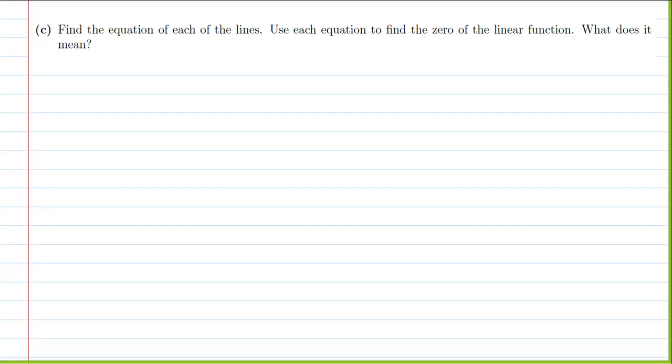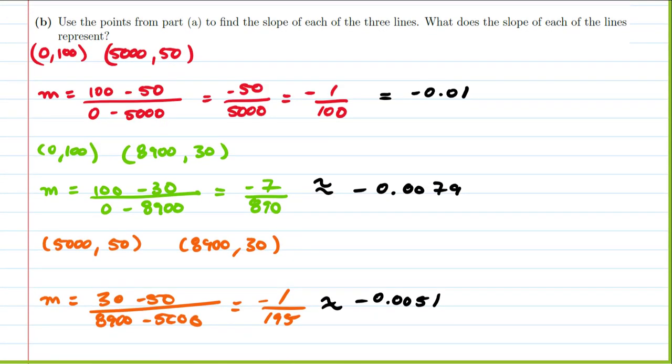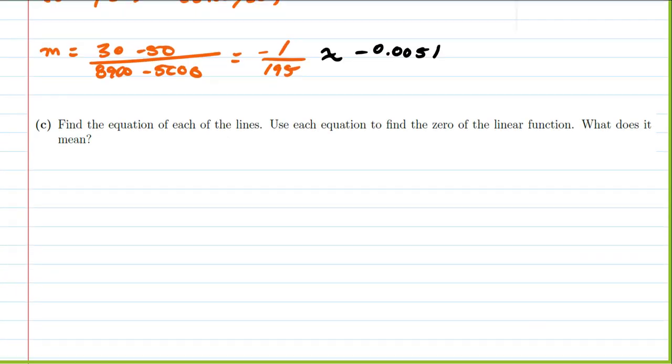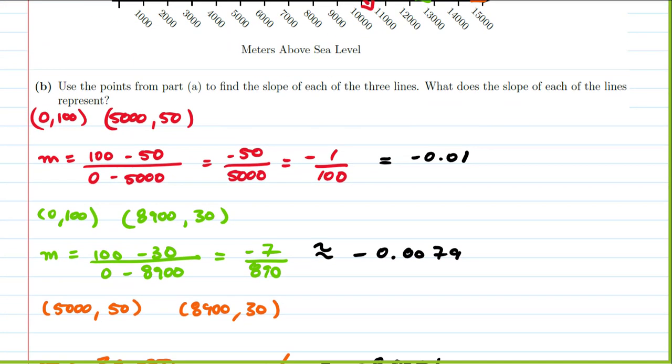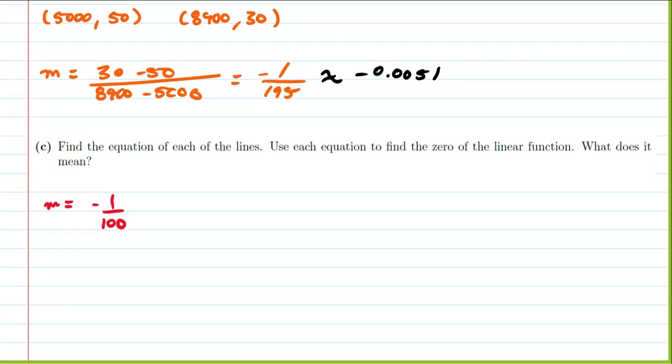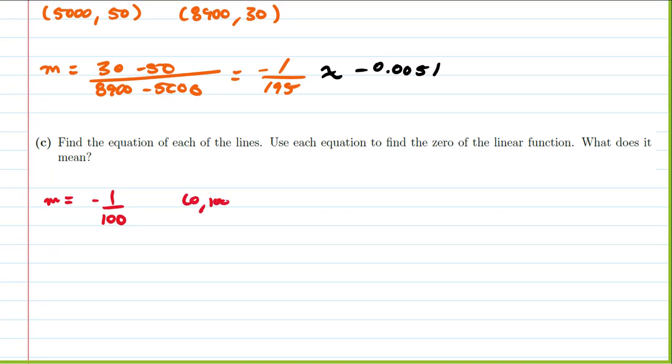Part C, find the equation of each of these lines. Use each equation to find the zero of the linear function, and what does it mean? All right, so in red, that's going to be our easiest one. We have our slope, m is equal to negative 1 over 100. And this one, we actually know the y-intercept. The y-intercept is (0, 100). So that gives us the equation of the line: y equals m, which is negative 1 over 100, x plus 100.